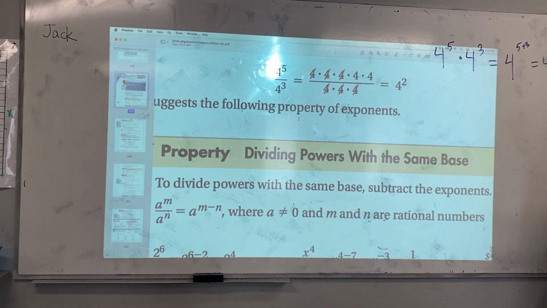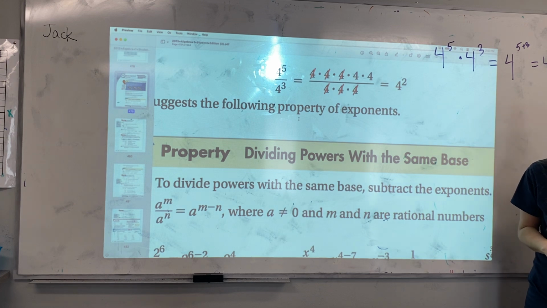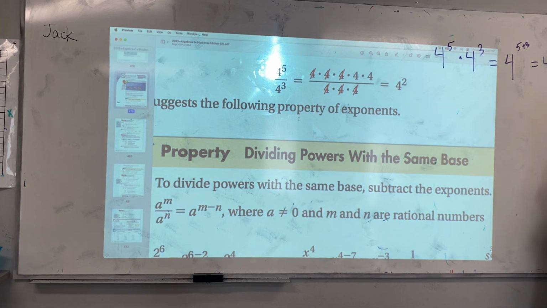What do you think is going to happen when you're dividing your bases that are the same? Listen to it again. I want everybody to think of this. If you're multiplying your bases, the rule is add your exponents. You got it now? What is it?